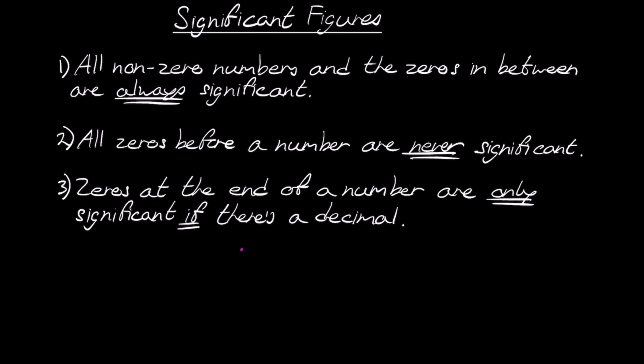How about the number 300? How many sig-figs does it have? Well, the 3 is significant because it's non-zero, but the last 2 zeros are not significant because this number, unlike 3.00, has no decimal.